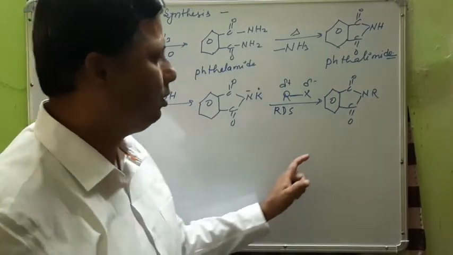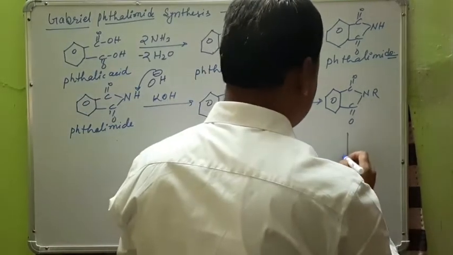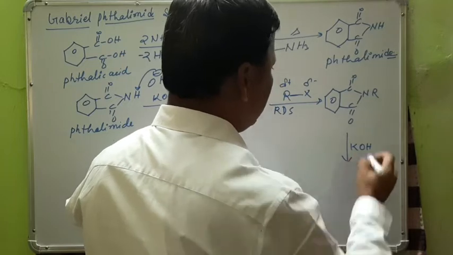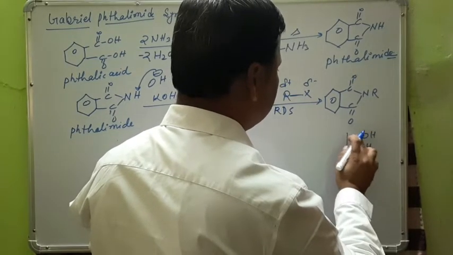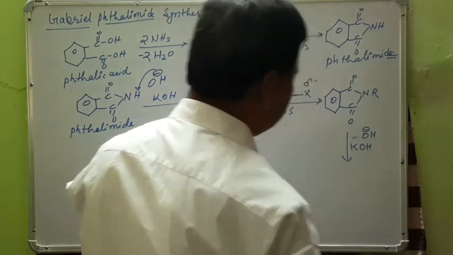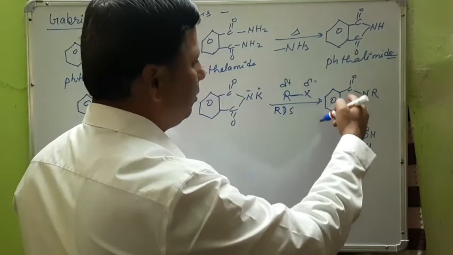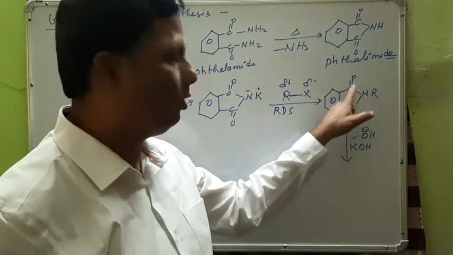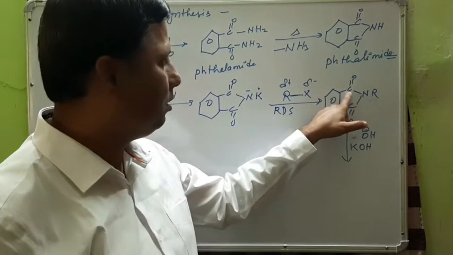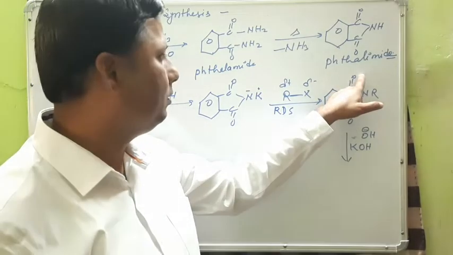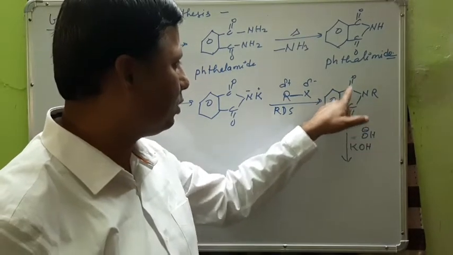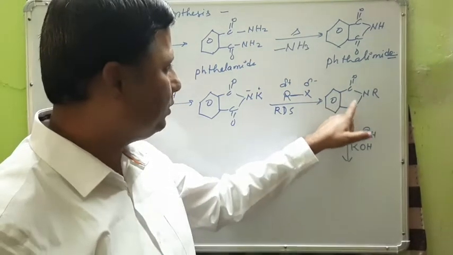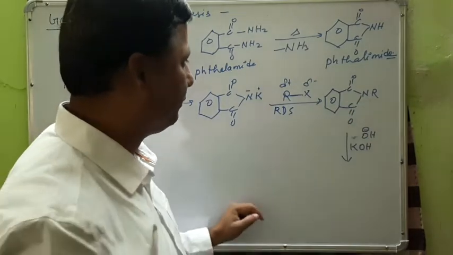Again we will treat this compound with base. So we will use KOH here. KOH contains OH minus, and this OH minus will attack at any one of the positive carbons, because we know that in carbonyl compounds carbon contains positive charge and oxygen contains negative charge. So this is the positive center, both of these.